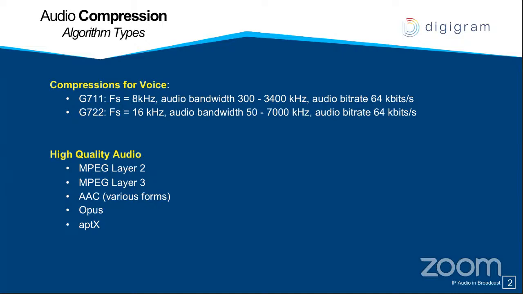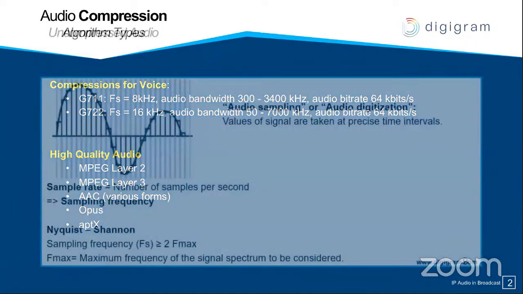But as soon as we want to do music and more complex audio, we're going to want to use what we call our high quality audio compression algorithms like MP2, MP3, AAC, which comes in various forms, Opus, and aptX. And I'm going to go through these various versions so you just have a working understanding.